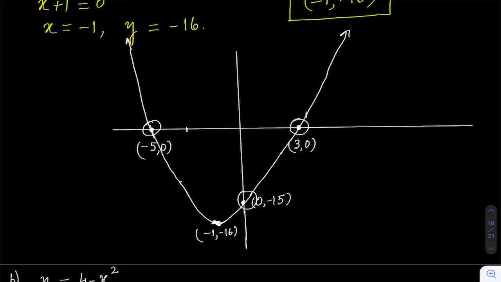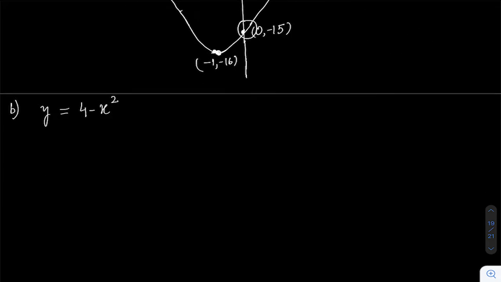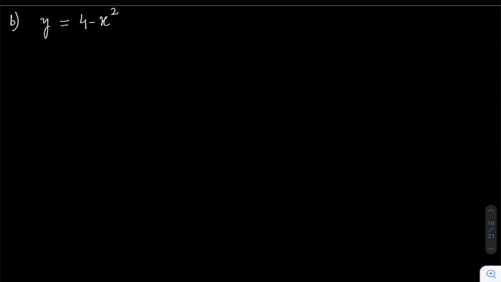Okay, let's try one more question in this. Now we will quickly find all the things. First we will find the roots. Let's solve this. So roots means 4 minus x square equals 0. So I will get x as plus 2 and minus 2.